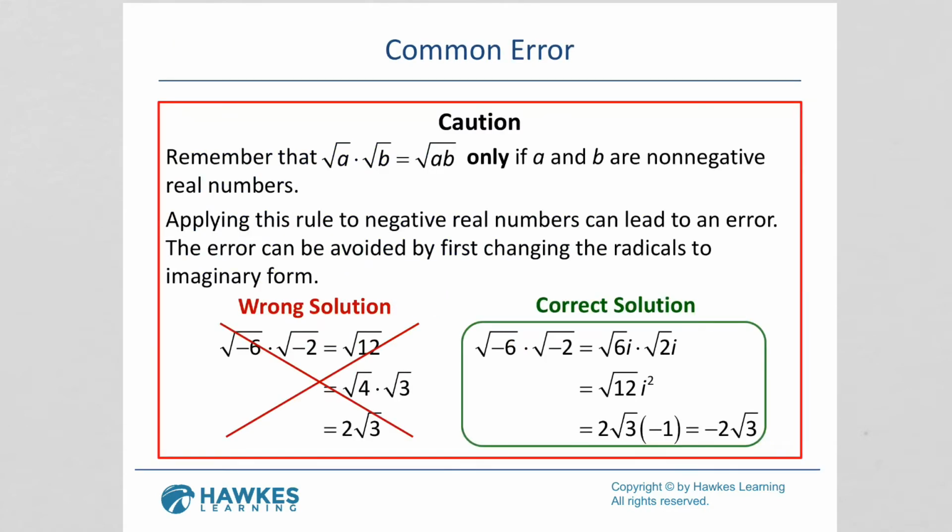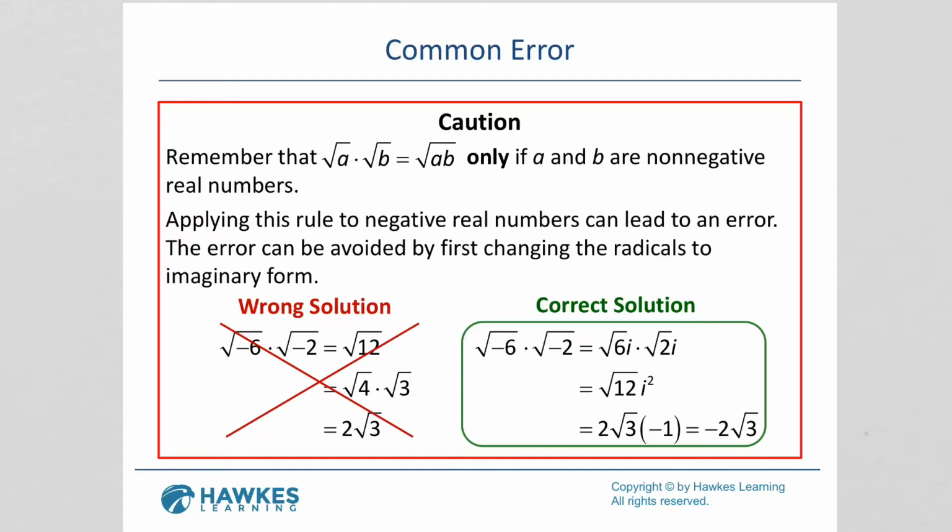This is a common error that you need to be careful of. Remember that the square root of a times the square root of b is the square root of ab, only if a and b are non-negative real numbers. Applying this rule to negative real numbers can lead to an error. The error can be avoided by first changing the radicals to imaginary form.